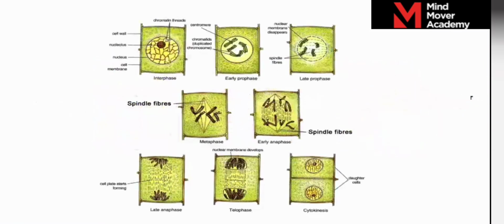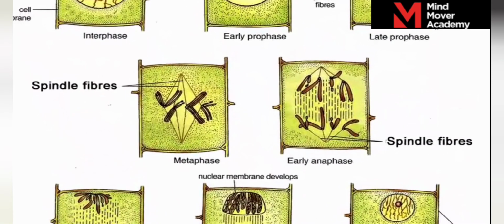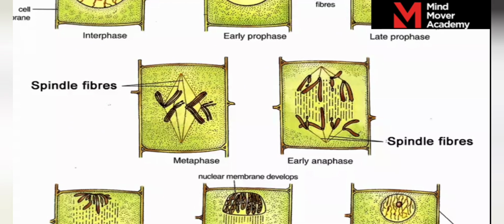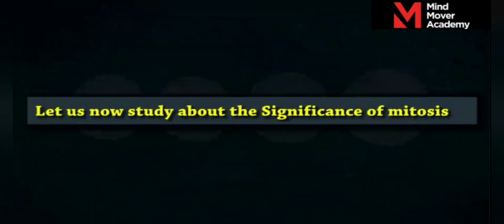In plant cells, no centrosome or centriole is there, and asters are not formed. Spindle formation still occurs and the spindle is formed by microtubules or cytoplasmic strands. Let us now study the significance of mitosis.